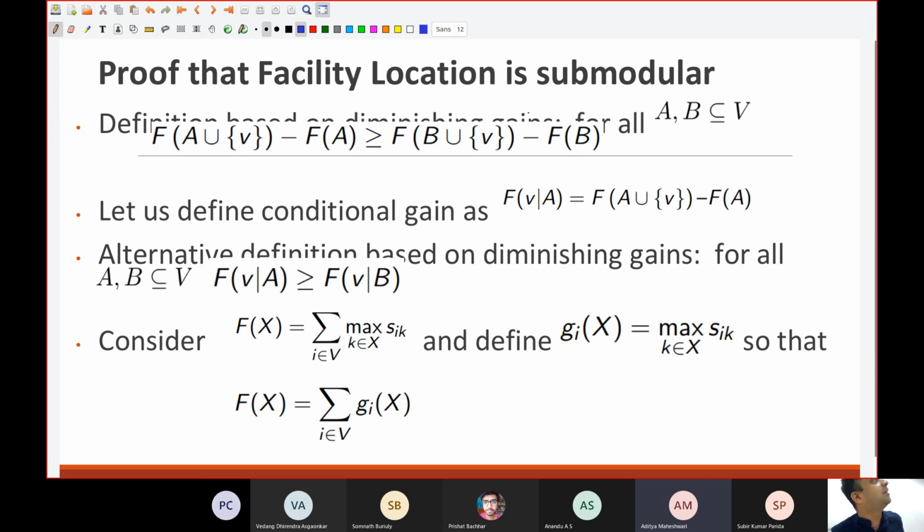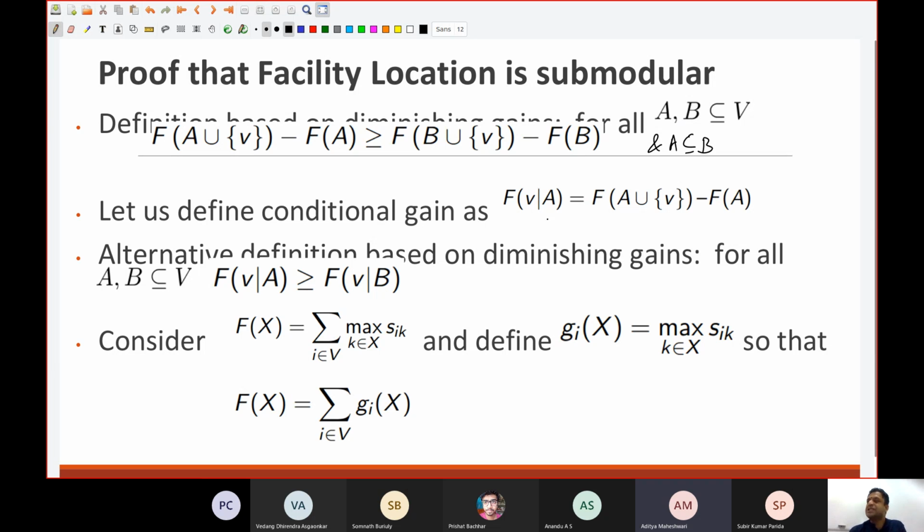The definition based on diminishing returns for all A, B in a subset of V. I mean, more or less is okay. Just some things are going a little wrong. Okay, so this is the definition we know, right? F of A union v minus F of A is greater than or equal to F of B union v minus F of B for all A, B subset of V, where A is also a subset of B.